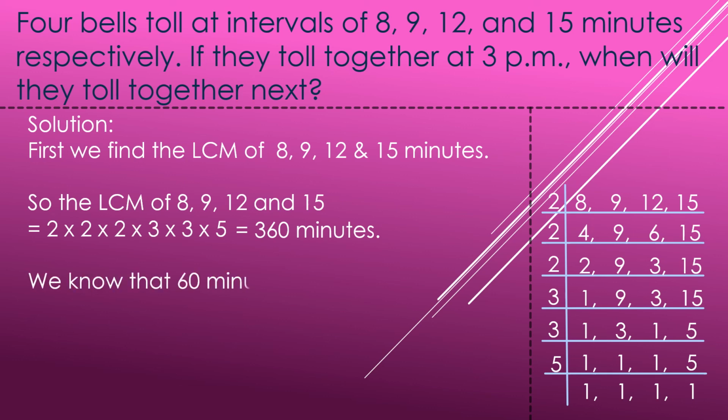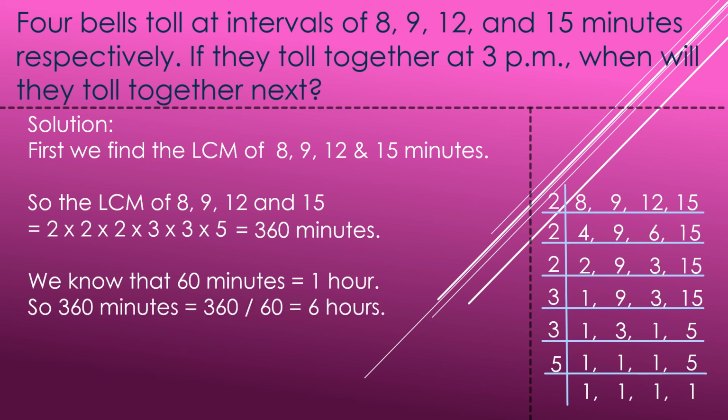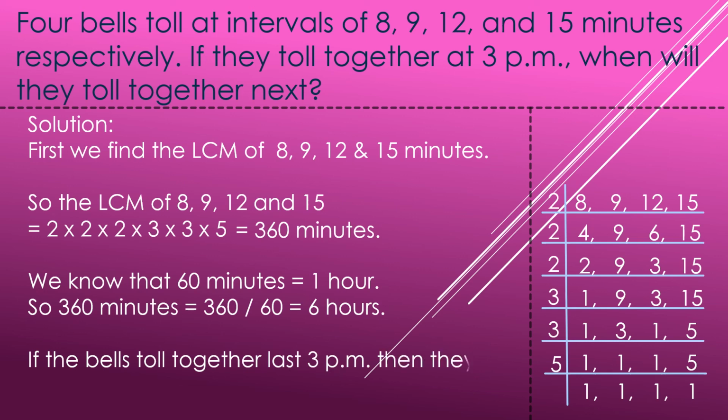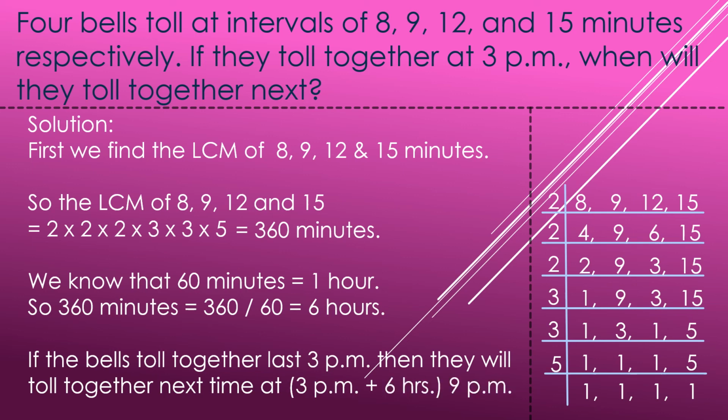We know that 60 minutes is equal to 1 hour. So 360 minutes is equal to 360 divided by 60. We get 6 hours. If the bells tolled together last at 3 p.m., then they will toll together next time at 9 p.m., because 3 p.m. plus 6 hours is equal to 9 p.m.